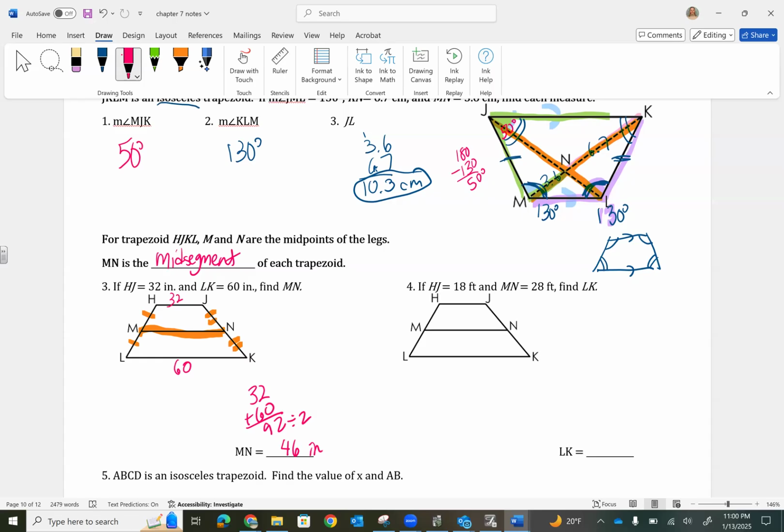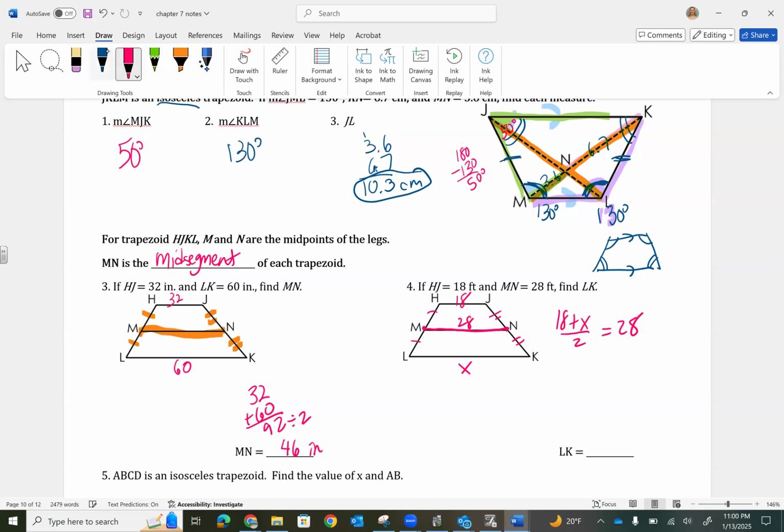Okay, and then this one, HJ is 18. Again, this is the midpoint of each leg, and so we're going to call the length from M to N the mid-segment. They tell us MN is 28, and we have to find X. So 18 plus X over 2 equals 28.